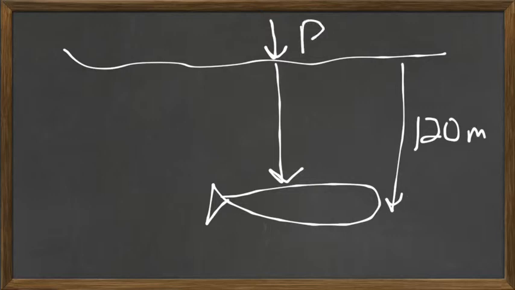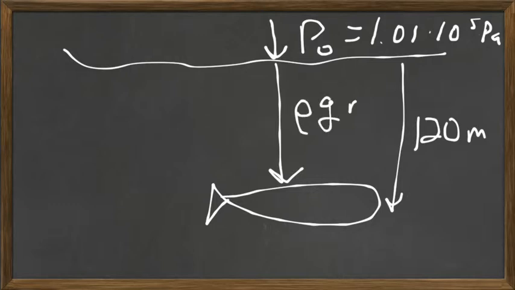Now, that's where that P sub 0 comes in. That is atmospheric pressure, an average value for what's going on at sea level, 1.01 times 10 to the 5th Pascal. That pressure is already there. The pressure of the water is the rho g h. And so the combination of the two would tell you the total pressure acting on the sub.